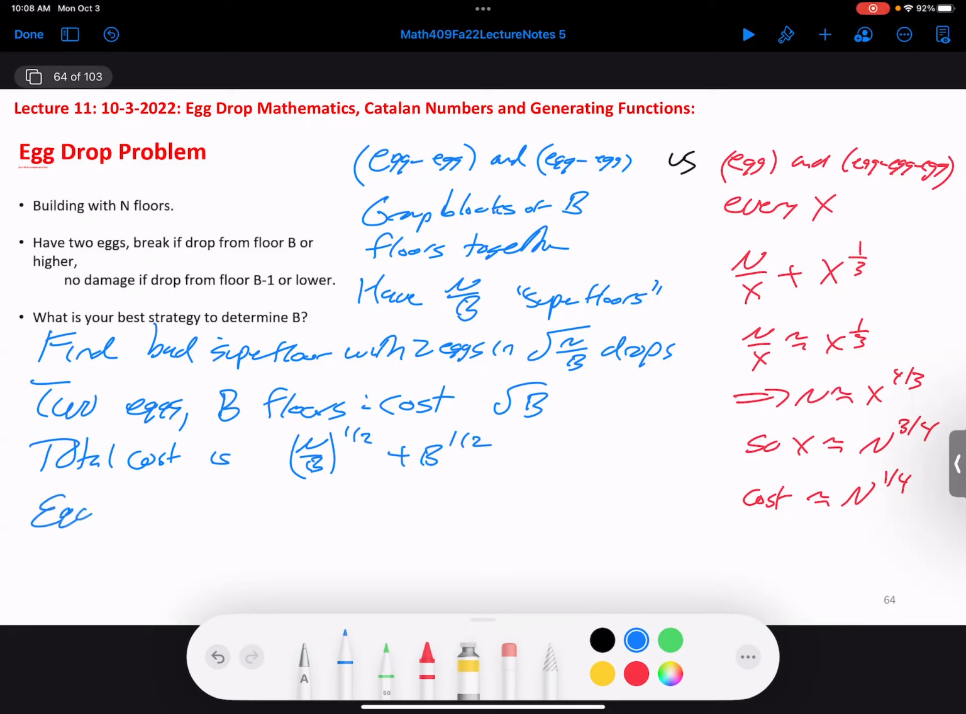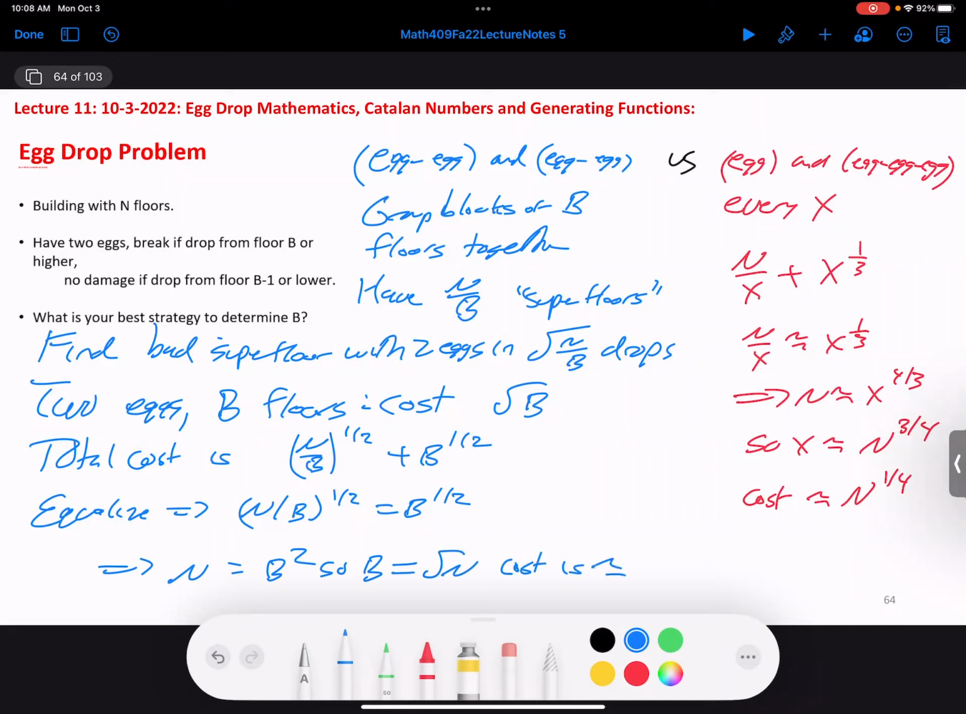So we equalize, and that yields n over b to the 1/2 equals b to the 1/2. Therefore, if I square everything, I get n equals b squared. So b equals square root of n. So the cost is on the order of n divided by square root of n, which is square root of n, to the 1/2 is n to the 1/4. So same order.